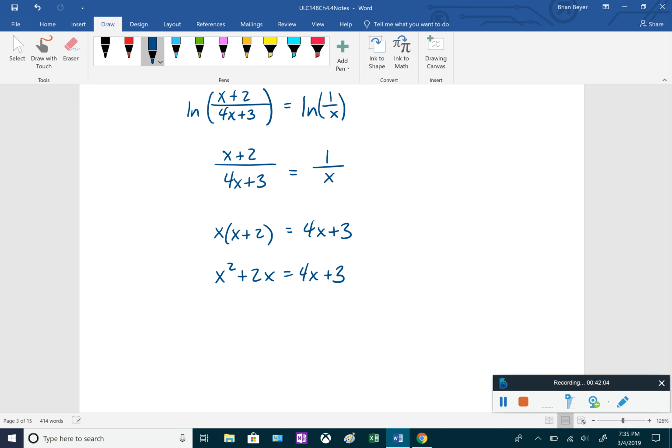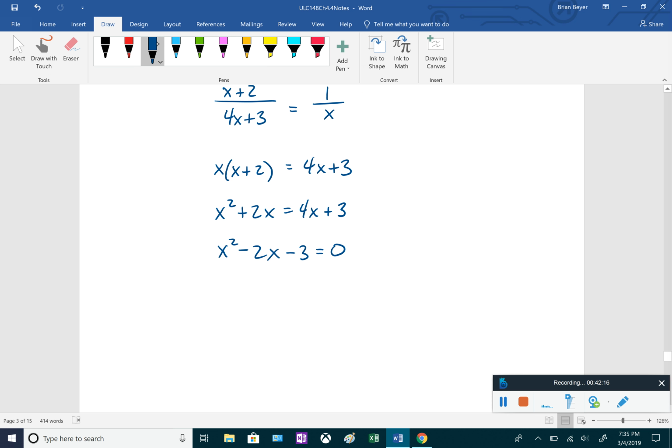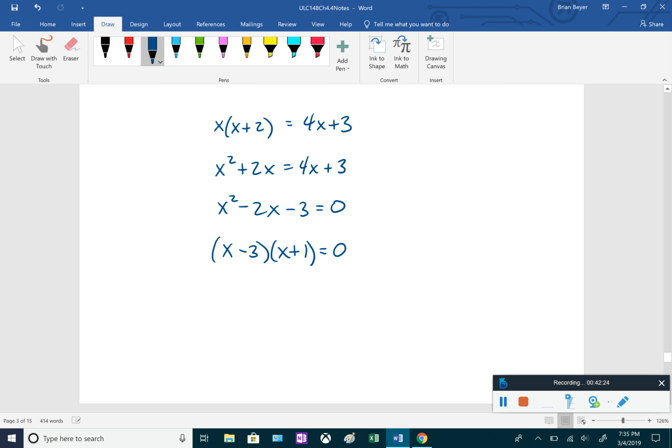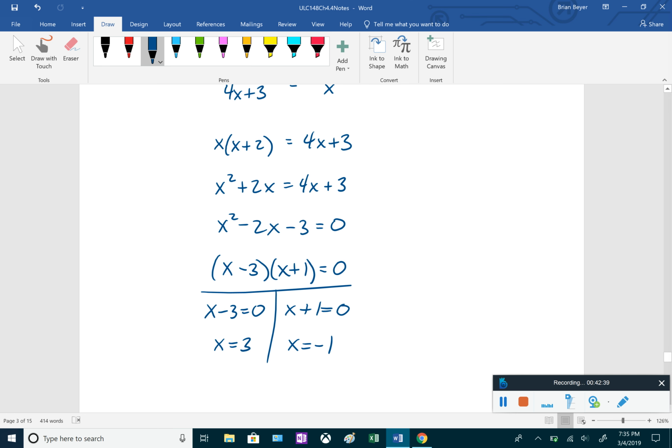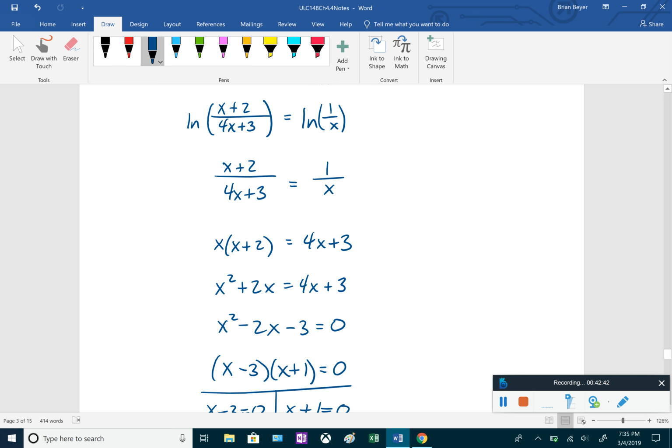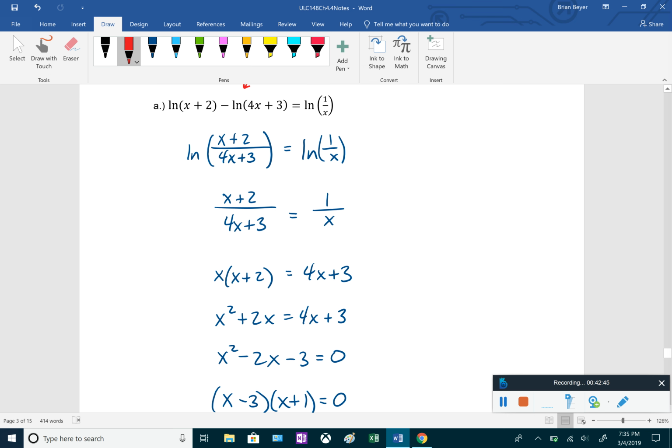So we have another quadratic. Let's get everything on one side and set it equal to 0. So I'm going to subtract 4x and subtract 3, getting x squared minus 2x minus 3. And then we hope it can factor, and it indeed can factor. We get x minus 3 times x plus 1, 2 numbers that multiply to negative 3 and add to negative 2. So that's going to give us either x minus 3 equals 0 or x plus 1 equals 0, which is x equals 3 or x equals negative 1. Okay, so hopefully that's not too bad, but we have to check it, unfortunately.